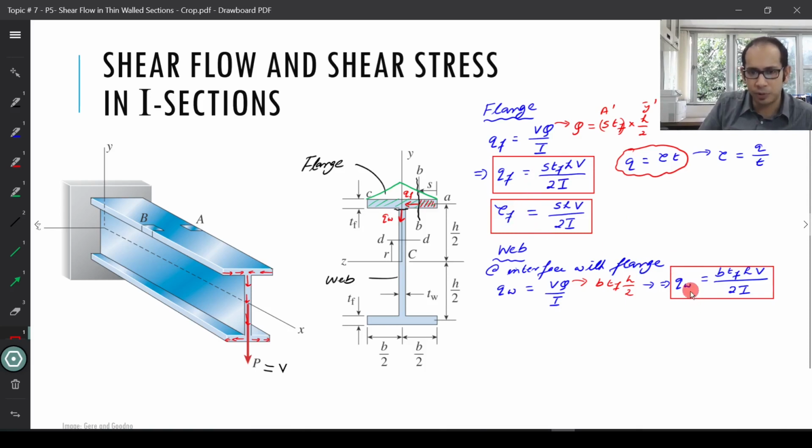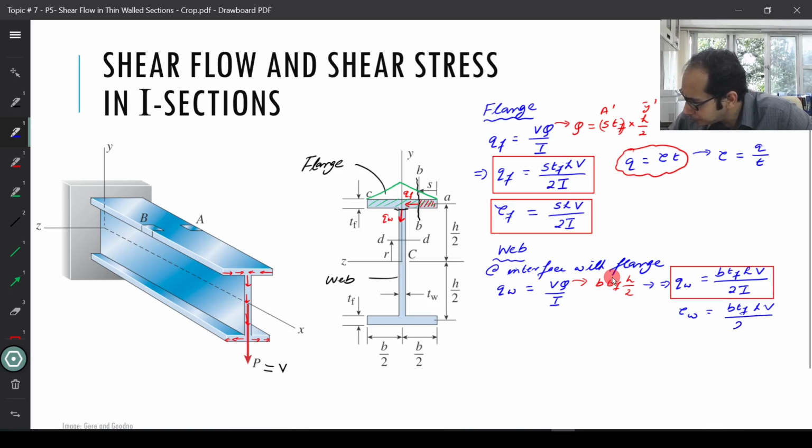Correspondingly, at the interface, if I write the tau of the web, how does this look? Tau at the web, remember, is Q divided by T, but here the T for the web is this thickness over here, that is TW. So it is going to be QW divided by TW, which becomes equal to BTFHV by 2TW times I. This is the shear at the interface between the flange and the web that you see over there.